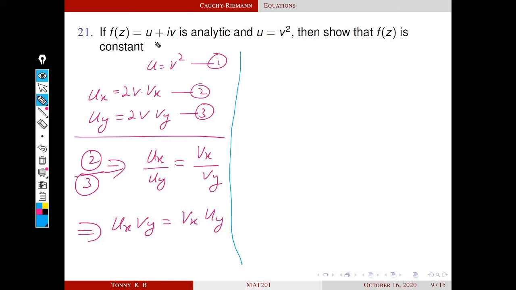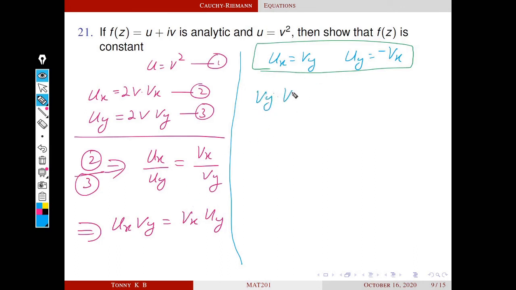But given that f(z) equal to u plus iv is analytic, so u and v satisfy the Cauchy-Riemann equations. That means ux equal to vy and uy equal to minus vx. Next we convert this equation in terms of vx and vy using the Cauchy-Riemann equations. So we substitute ux by vy and uy by minus vx. So we get vy into vy is equal to vx into, what is uy? Uy is minus vx. So this implies vy square is equal to minus vx square.